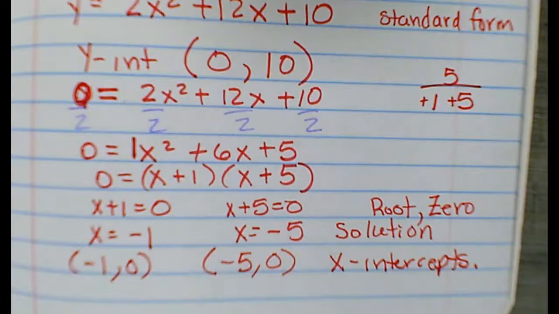Can you change from vertex form to standard form to vertex? Can you find the vertex? Can you find the x-intercepts and y-intercepts? Do you know if the graph opens up or down?